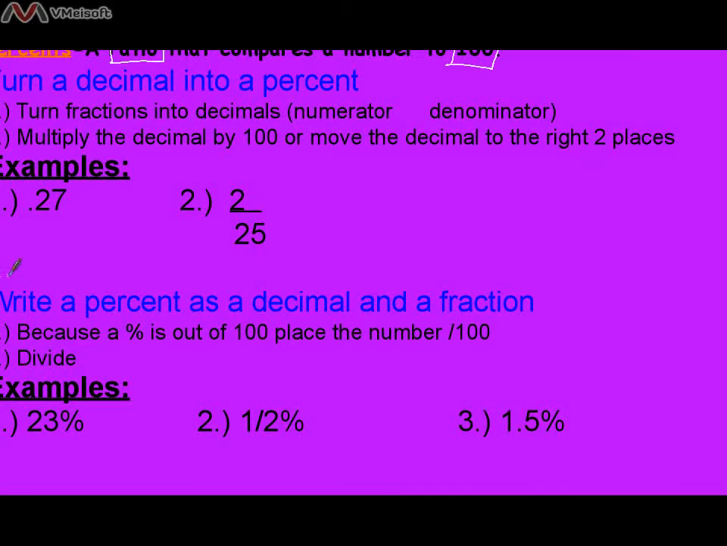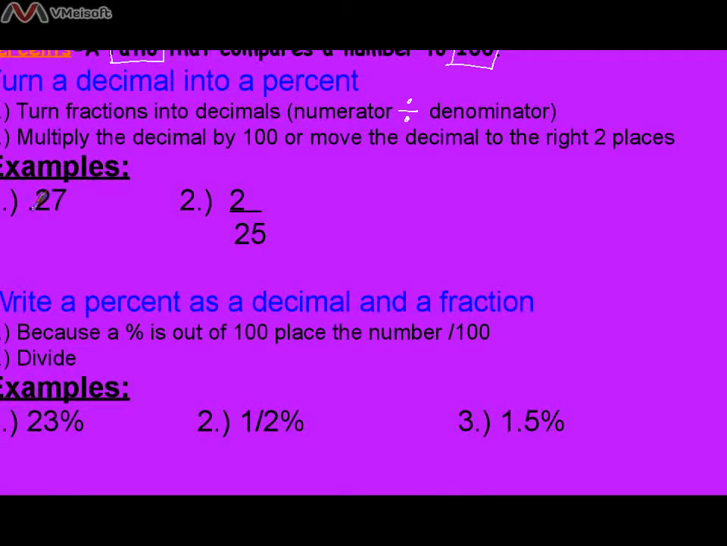So hit pause on the video and please write down steps 1 and 2 to turn a decimal into a percent. You're going to turn fractions into decimals, the numerator divided by the denominator, then multiply the decimal by 100 or move the decimal to the right 2 places.